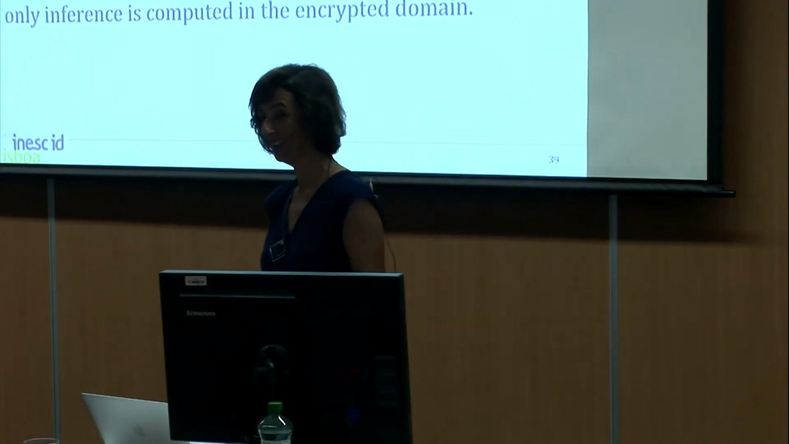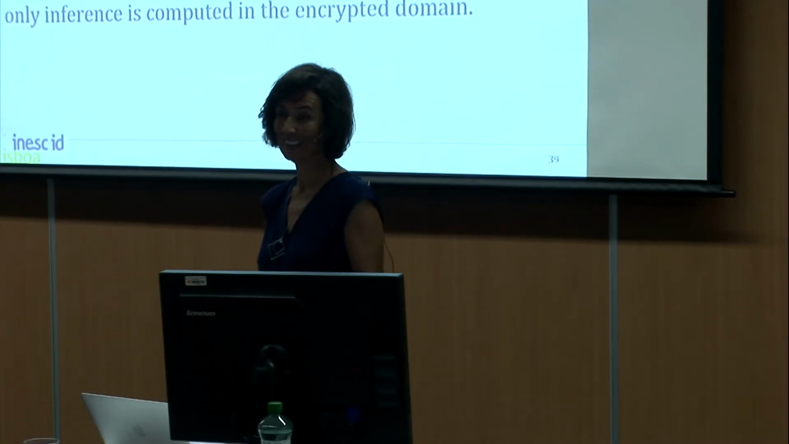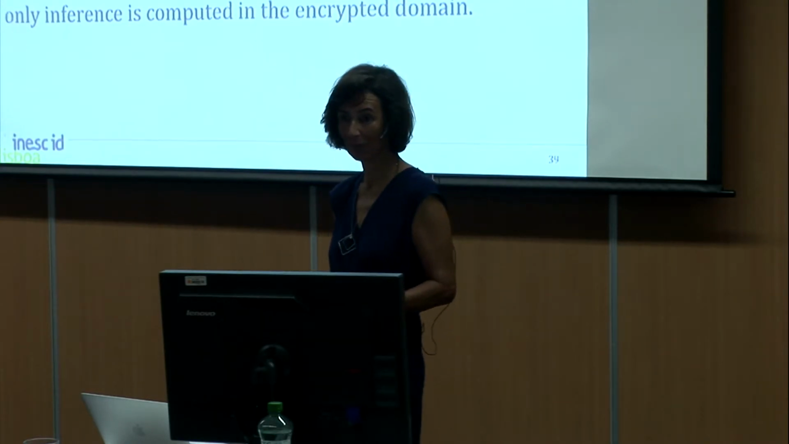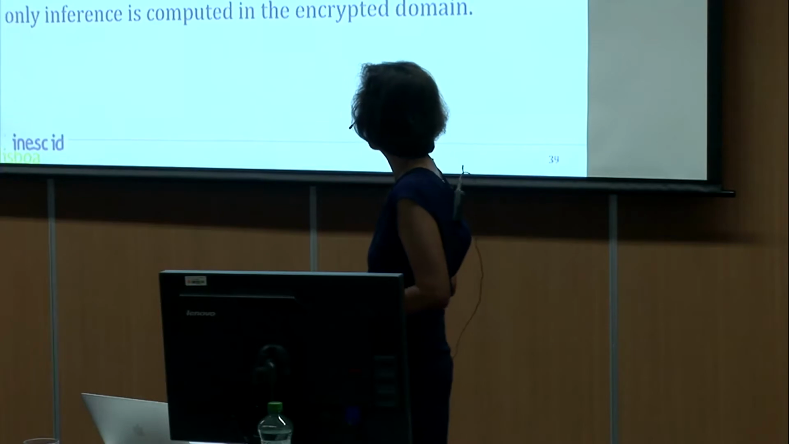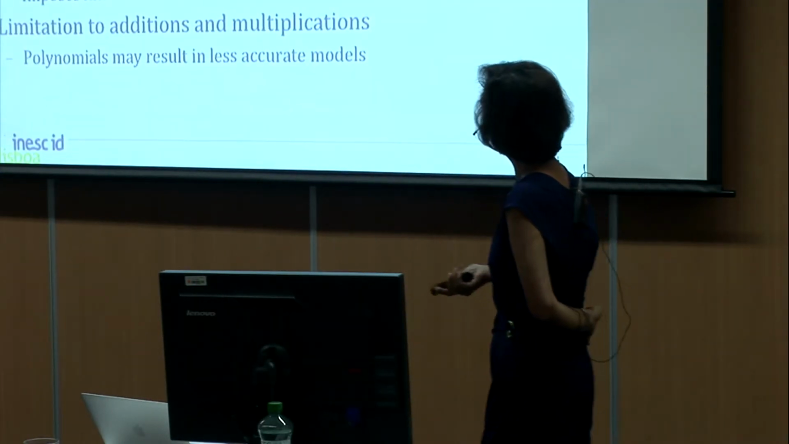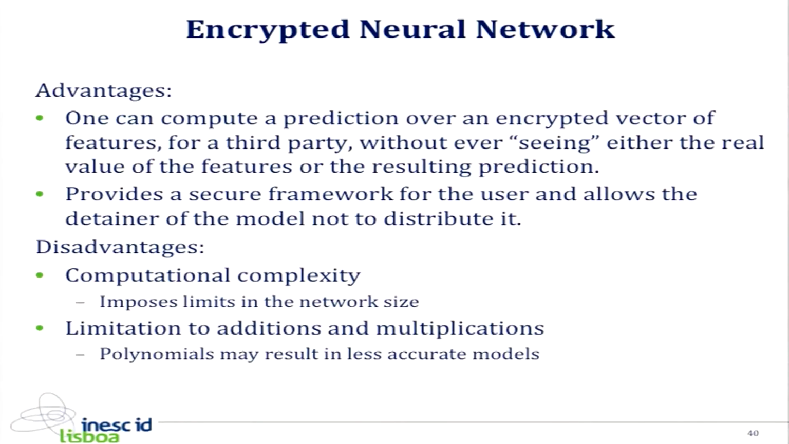We train the data with non-encrypted speech features. Okay, that's how the network is trained. So the advantages are that one can compute a prediction over an encrypted vector for a third party without ever seeing the vector of the features or the prediction, as I said. And the owner of the model doesn't have to distribute it, which is quite good.